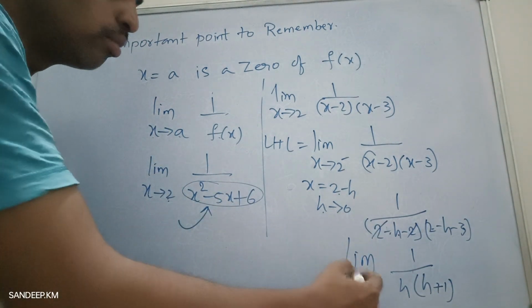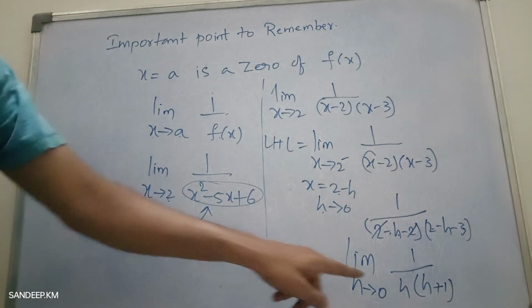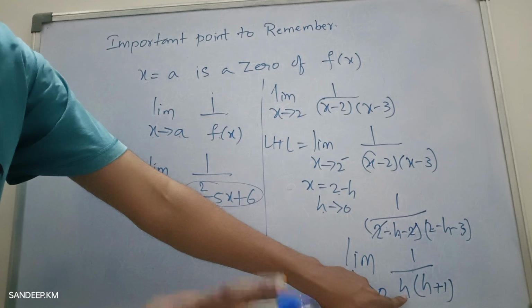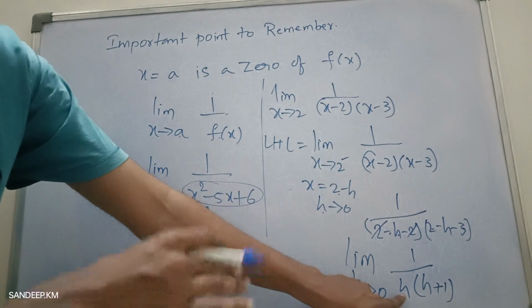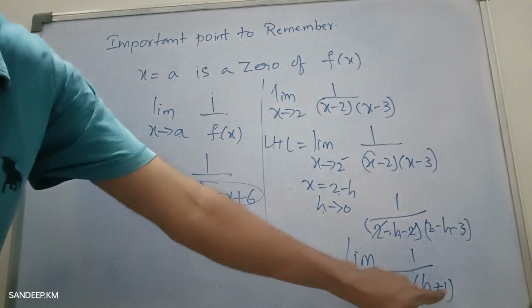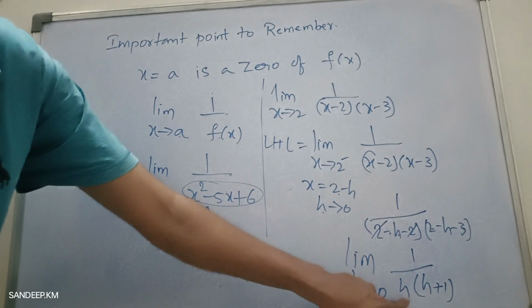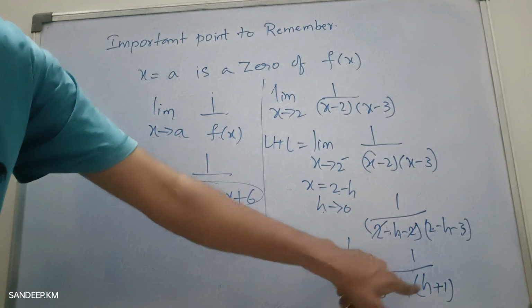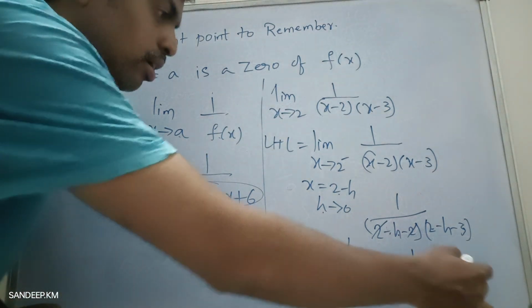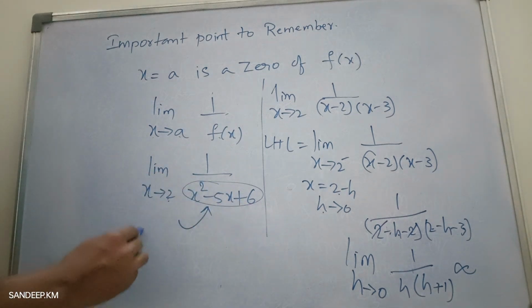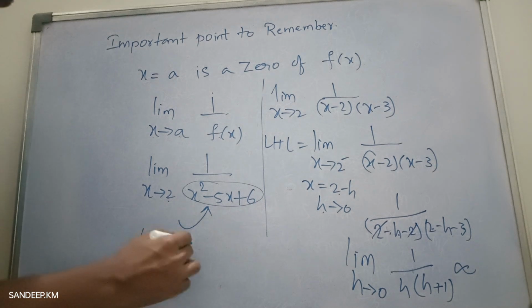Limit h approaches 0. Please observe one thing, dear students. When h approaches 0, h is a positive number only, na? So positive, h is not 0. H is only approaching 0, but it is 0.0000 and so on. It is a positive value, and this is also a positive value. H plus 1 will be a positive value. Positive into positive is positive, and h is approaching 0. So 1 divided by 0.00000 and so on. What is the answer? When you are finding the left hand limit, we got the answer as plus infinity. Please observe, LHL I calculated and I got plus infinity.